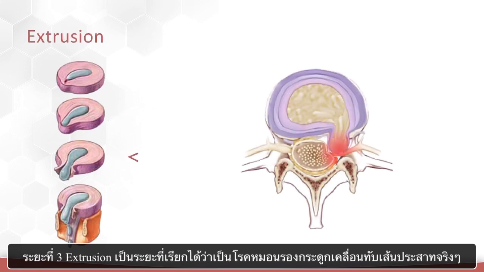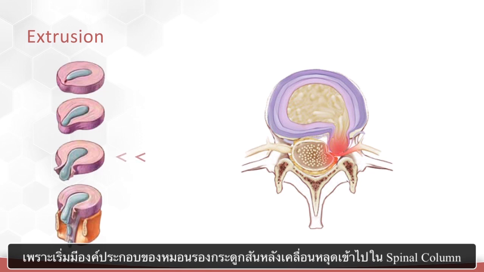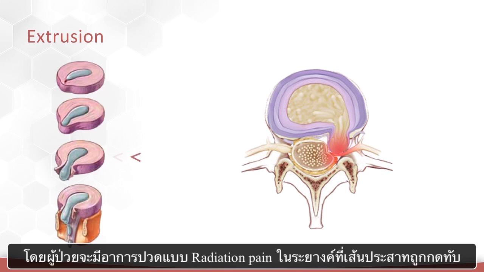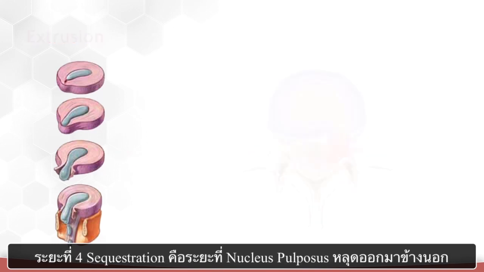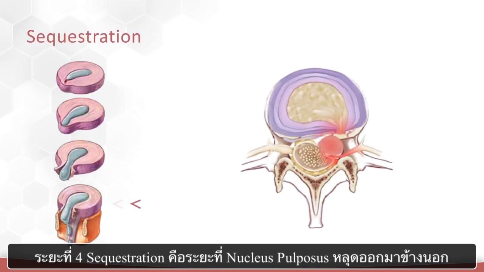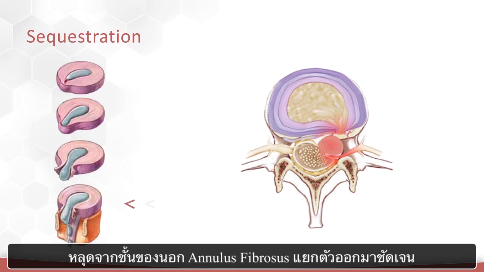An extrusion is what is commonly meant by the term disc herniation. This is when the nucleus material of a disc pushes out into the spinal column. While itself not necessarily painful, this condition can, and often does, compress a nerve, causing radiating limb pain, among other symptoms. And finally, a sequestration is when the inner nucleus pulposus leaks out through a tear in the annulus fibrosus and separates from the disc itself.